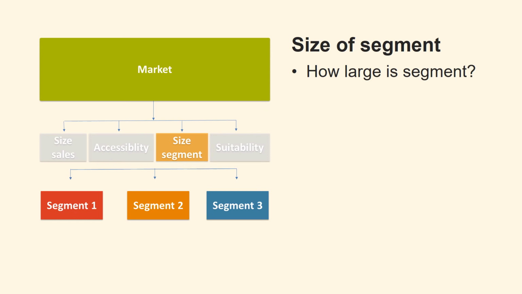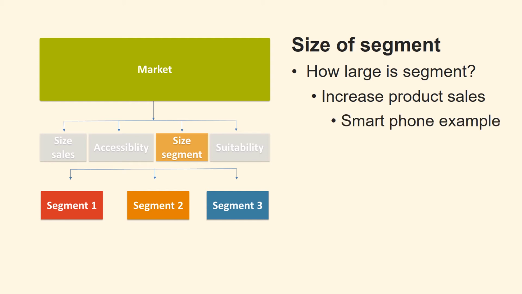Size of segment. How large is the segment? There needs to be an opportunity to increase product sales within the chosen segment. Using our smartphone example, if the chosen segment contains people aged 20 to 30, and if we imagine 95% of this age group owns a smartphone, the chosen segment will probably need to be reconsidered. This is unless the company feels that the segment would like to replace their existing smartphone and have the money to purchase a replacement.